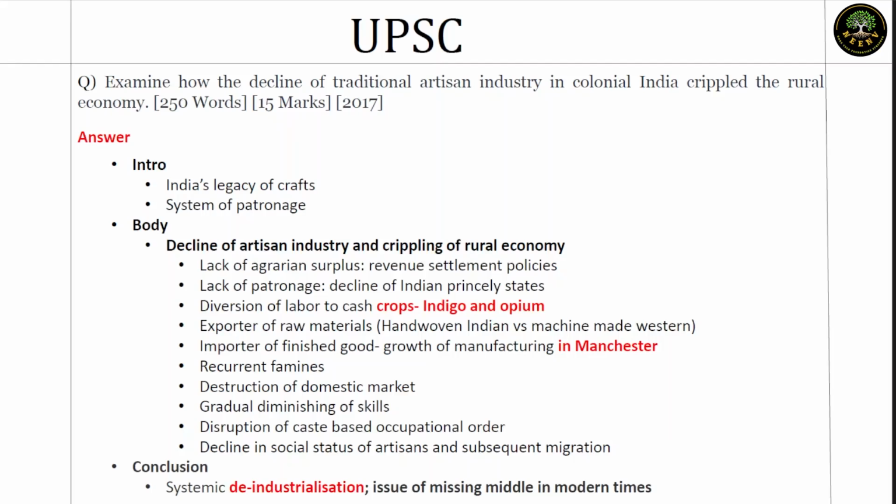We have a question from 2017, a 15 marker. Examine how the decline of traditional artisan industry in colonial India crippled the rural economy. So it's about traditional artisan industry, its decline in colonial India, and how it crippled the rural economy. This question demands some kind of an analysis.